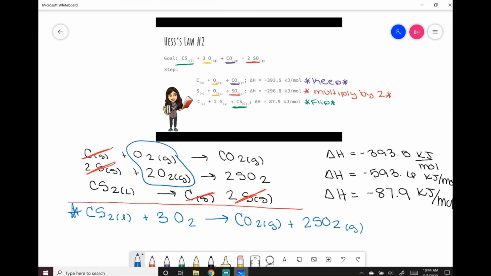So now what I need to do is just add together all my delta H's to get the new delta H for this reaction. And my new delta H is going to be negative 1,075 kilojoules per mole. And so that is my new delta H. And if I were to look at this, what I see is that this reaction is extremely exothermic, and it's going to release 1,075 kilojoules per mole.